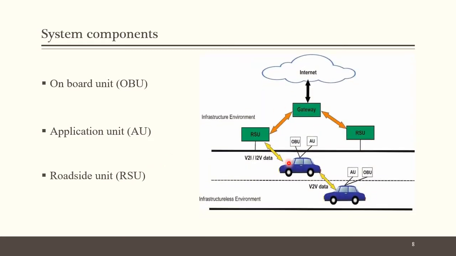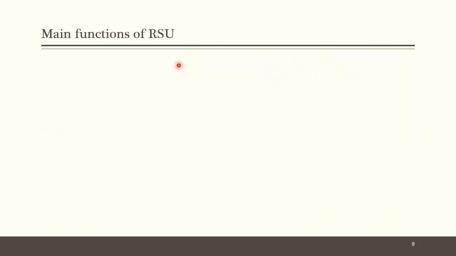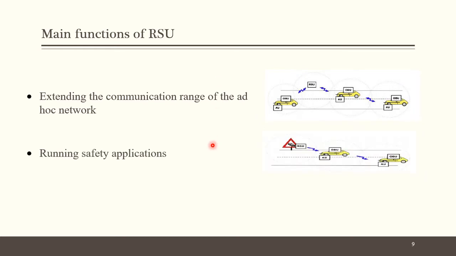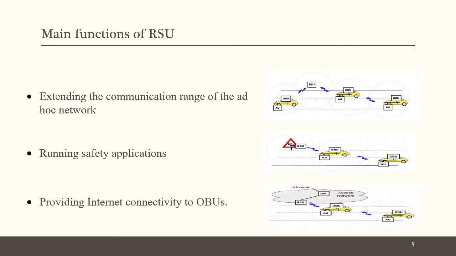Here's a simple overview. Here you can see that both OBU and application unit are present on a vehicle, and these vehicles can communicate with each other or with RSU, through which they can connect to other networks such as the internet. RSU can be used for many functions, but the main function of RSU is to extend the range of the ad hoc network. For example, if this vehicle is out of the range of this vehicle, then through RSU they can communicate with each other. Or RSU can share warnings to vehicles, like low bridge warnings or accident ahead warnings, to warn the driver in advance. Or if certain applications need internet connectivity, then RSU can connect OBU with the internet.